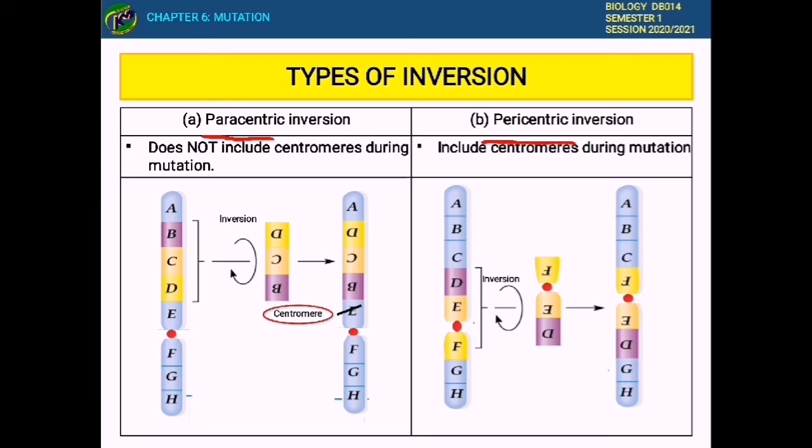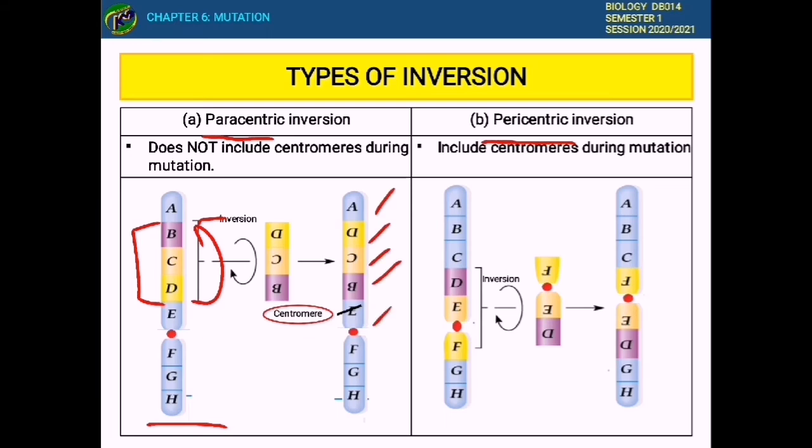Okay, so in this diagram, look at the centromere. The inversion does not include the centromere. So we have the B, C, D portion. When inversion occurs, D will go up and B will go down. So after inversion occurs, the sequence becomes A, D, C, B, E.